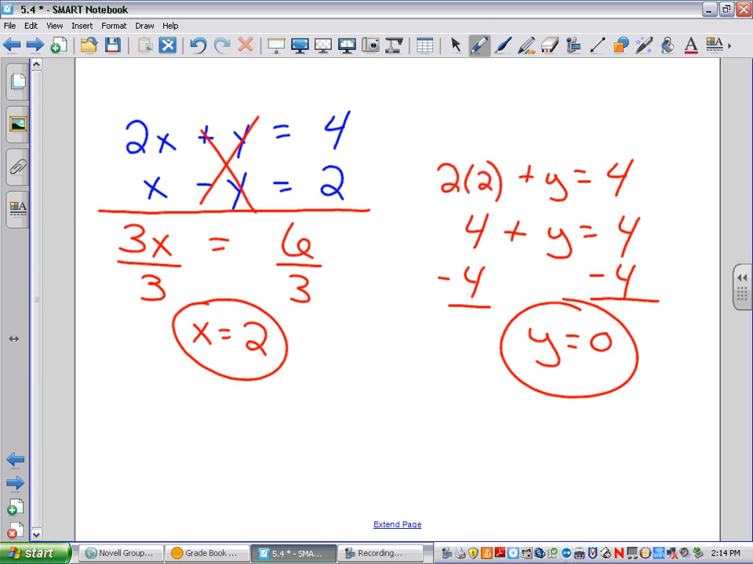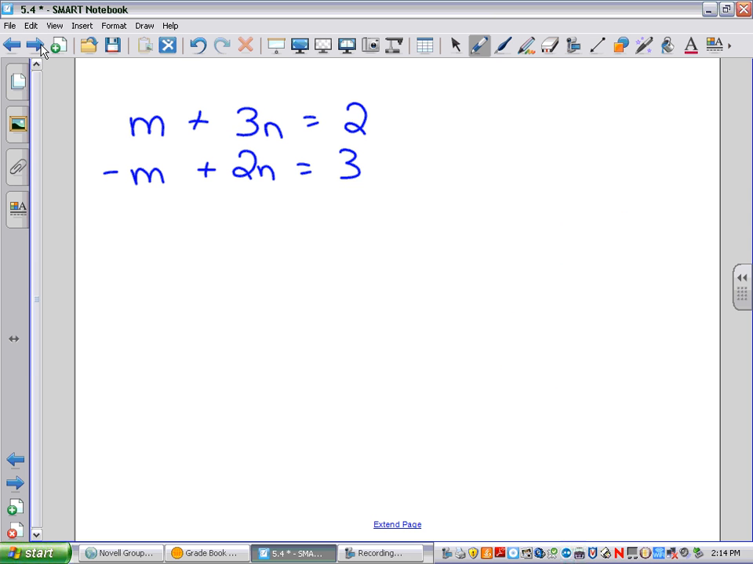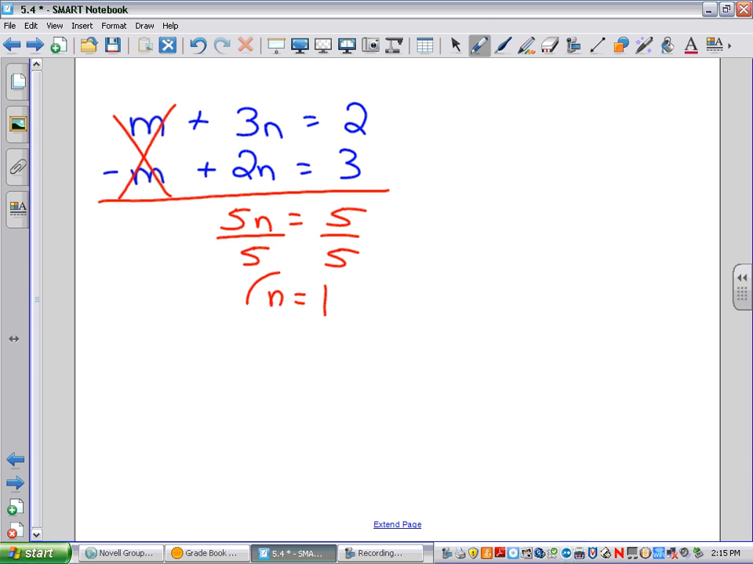One more. Hit the pause button. You guys try this one on your own. With this one, the first column eliminates because it's a positive m and a negative m. The opposites always eliminate. Then that would give me 5n equals 5. When I divide by 5, that means n is 1.